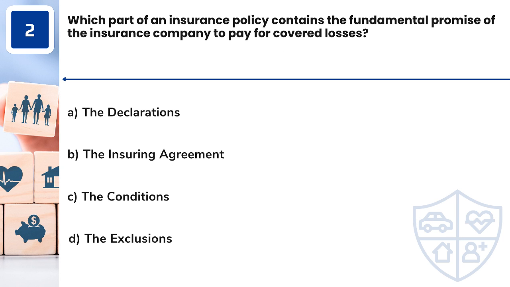Question 2. Which part of an insurance policy contains the fundamental promise of the insurance company to pay for covered losses? A. The declarations, B. The insuring agreement, C. The conditions, D. The exclusions.